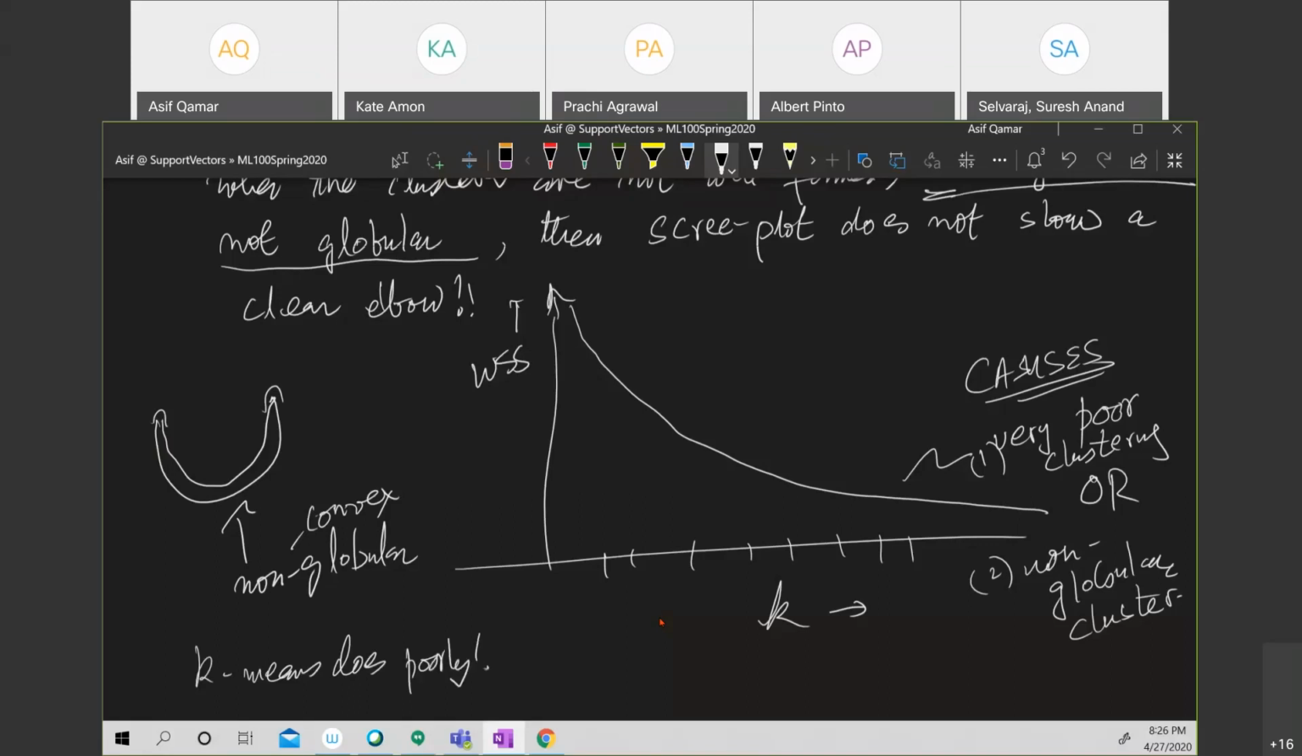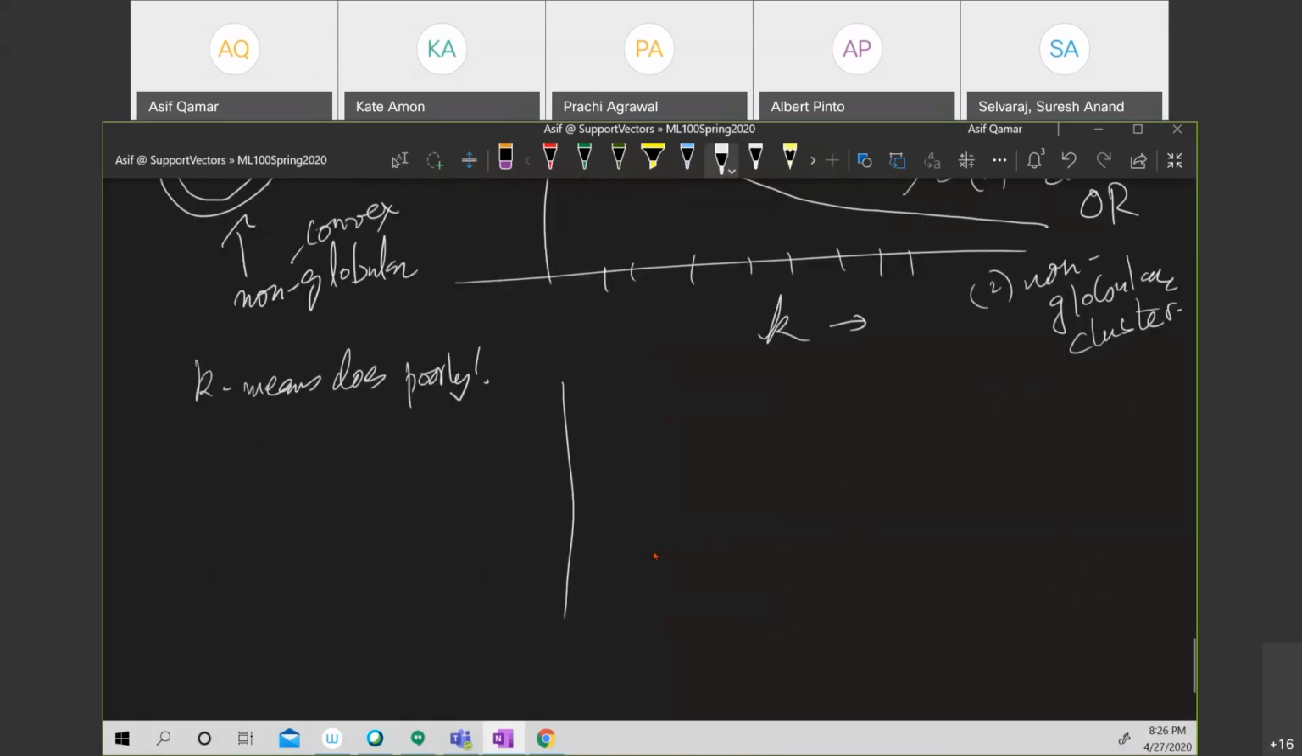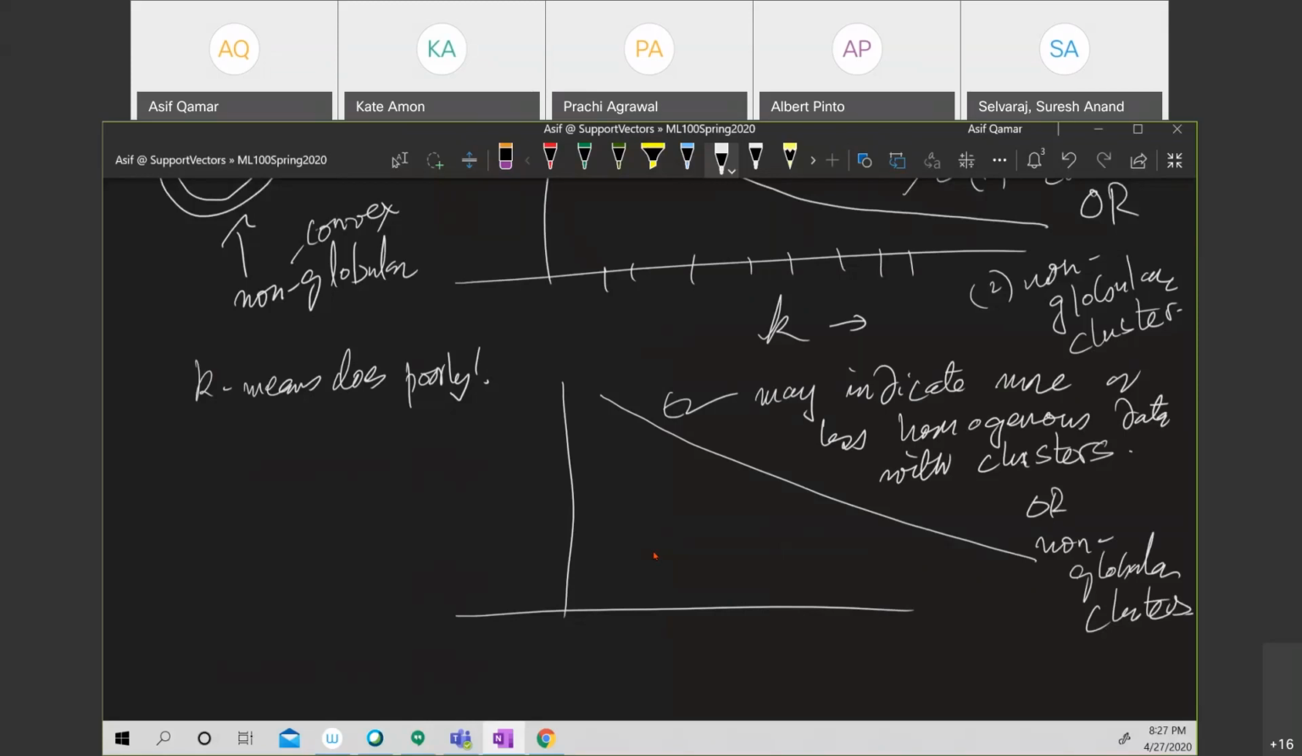It performs poorly as an algorithm. So this is it. And the third thing is that if you get a situation that is like this, more or less a straight line, it may indicate more or less homogeneous data without clusters. You see that the clustering is so weak that it's more or less homogeneous data, or non-globular clusters, very strangely shaped clusters. Are we together, guys?